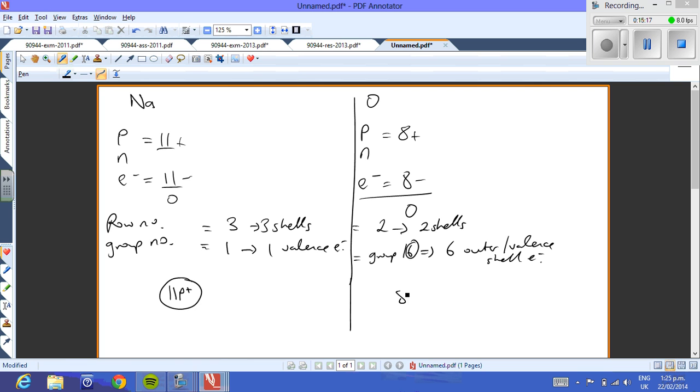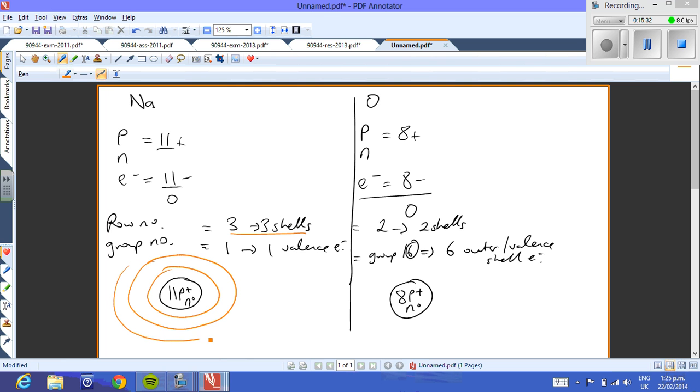For oxygen in the nucleus, we have 8 protons and a certain number of neutrons we don't know. And that's the nucleus there. Just use a different color for the shells. So we have 3 shells for sodium, 1, 2, and 3. For oxygen, we have 2 shells, so 1, 2.